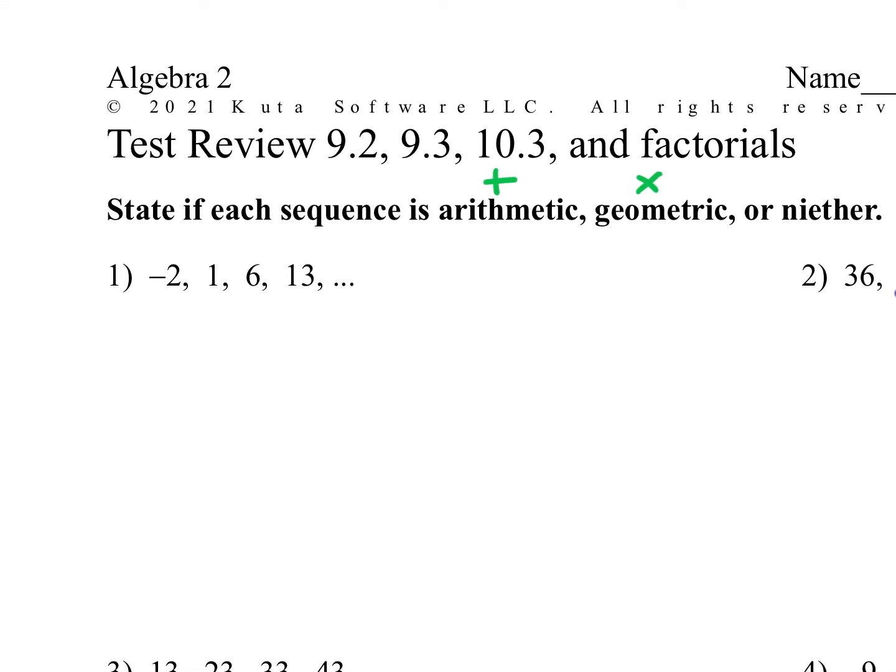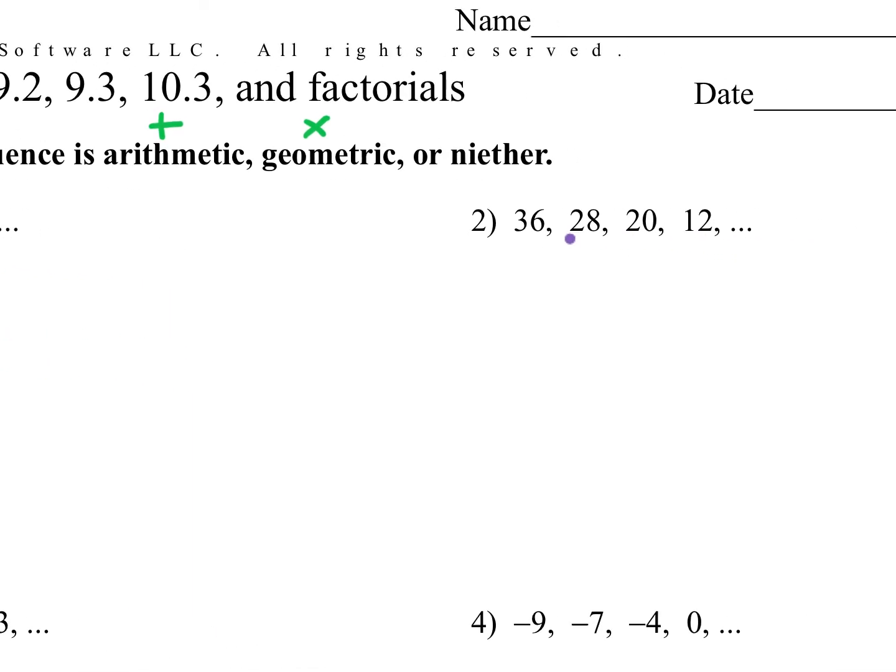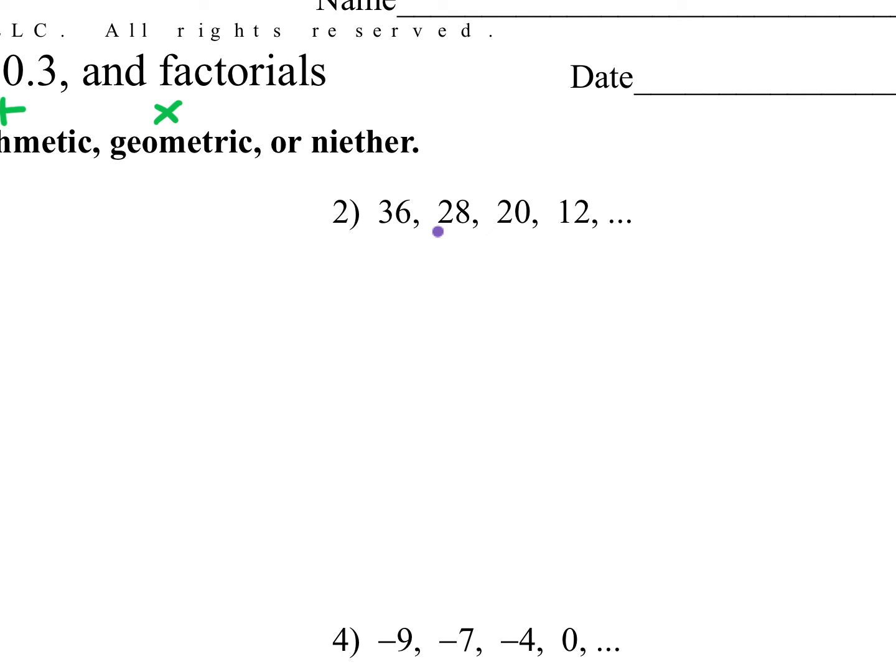So looking at number 1, am I adding or multiplying the same number to get from one number to the next? Neither. For number 2, am I adding or multiplying to get from one number to the next? Adding what? -8. So I'm technically subtracting or adding -8. So what would this be? Arithmetic.